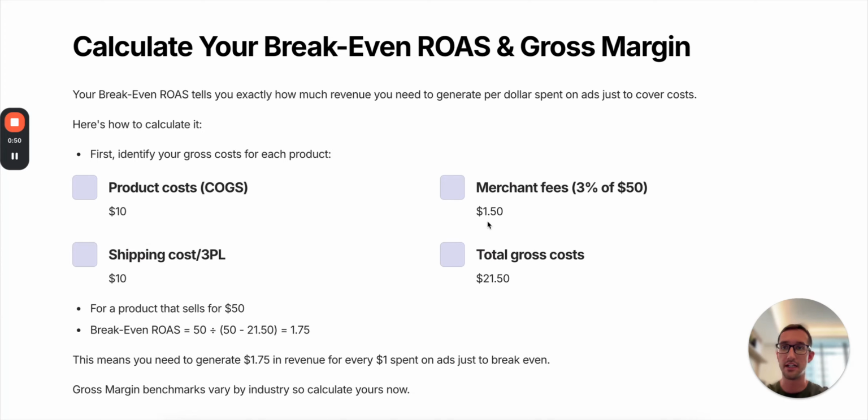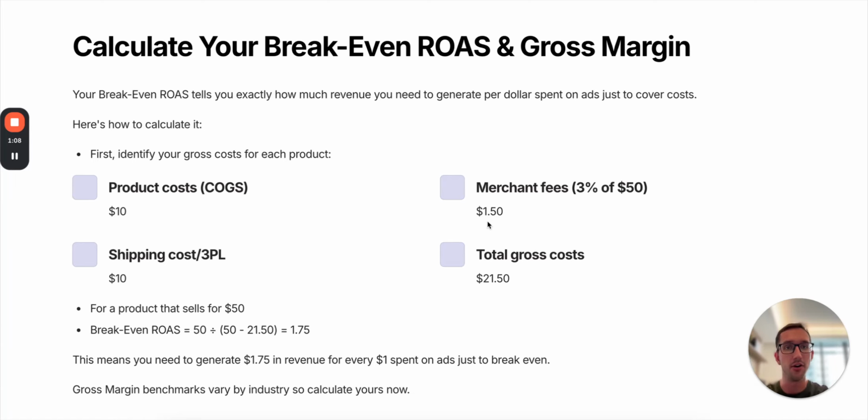So first of all, what we need to do is lay the foundation for our tracking, which is our gross margin and what we can afford to pay to acquire a customer. That is called our Break-Even ROAS, which is a return on ad spend. This is a common metric that you'll see in the dashboards of Facebook, Google, TikTok.